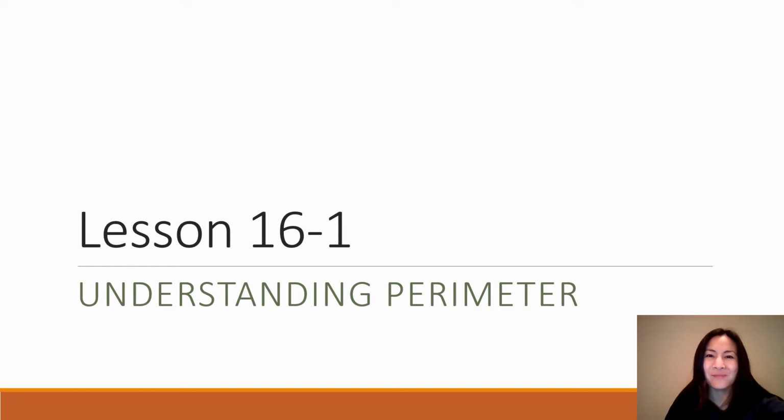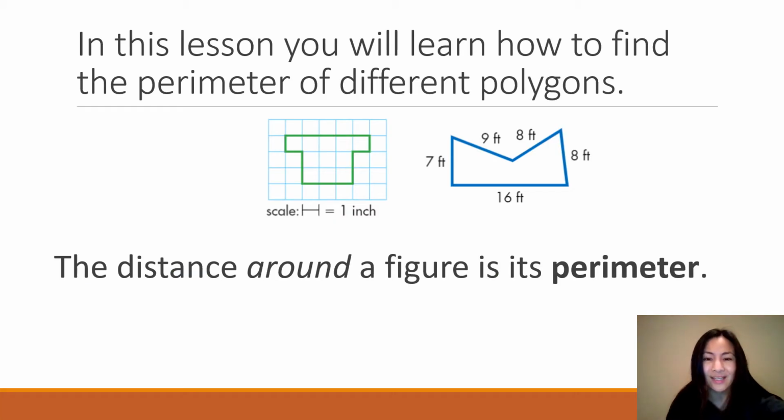Hey, third grade mathematicians, we are starting topic 16. Lesson 16-1, as you can see here on this slide, is all about understanding perimeter. So in this particular lesson, we'll learn how to find the perimeter of different polygons. Remember that polygons are closed shapes with straight sides.